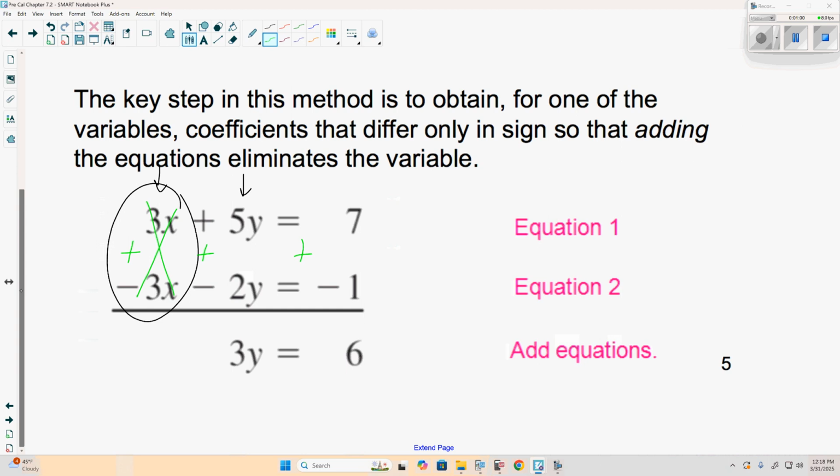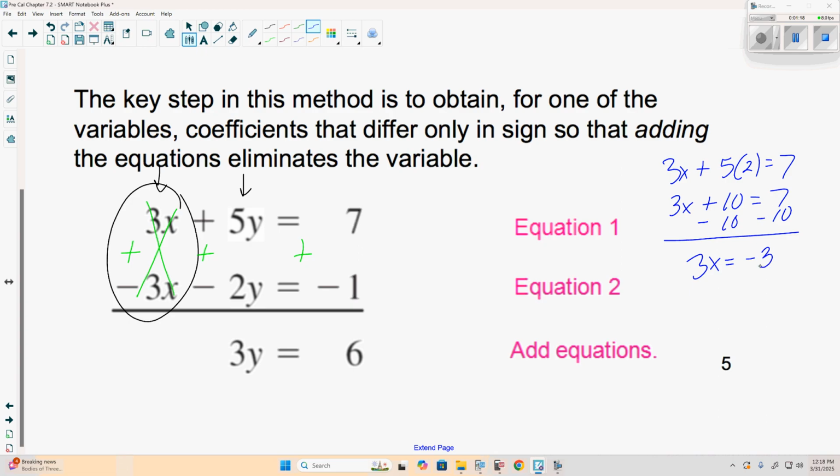So since we got y equals 2, we could say 3x plus 5 times 2 equals 7. 5 times 2 is 10. Minus 10 telling us 3x equals negative 3. So x is negative 1. Telling us negative 1, 2 is our solution, the point where they cross.